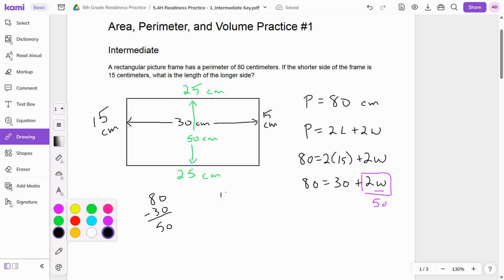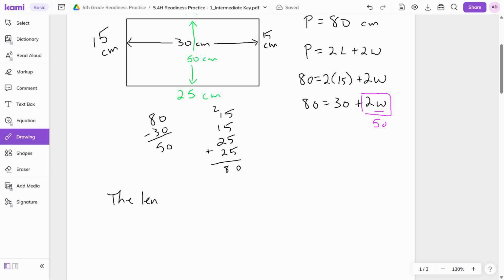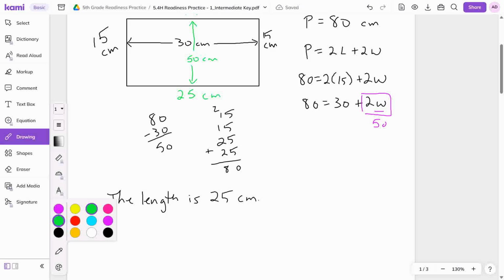And then if I double check that, it's going to get me 15, 15, 25, 25, 5, 10, 15, 20, 2, 4, 6, 7, 8, 80. So the length is 25 centimeters. And there's a few different ways that I showed you that we can solve that, either with a picture or with just using the expression. It is 25 cm. And let's put a green box around that.